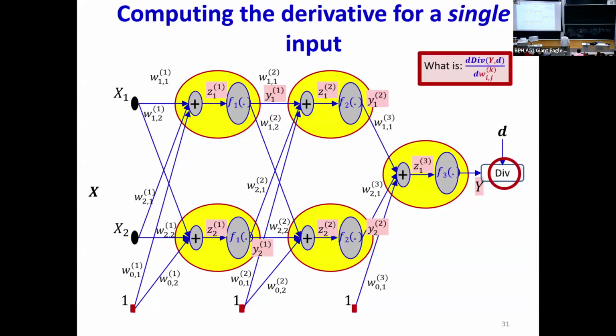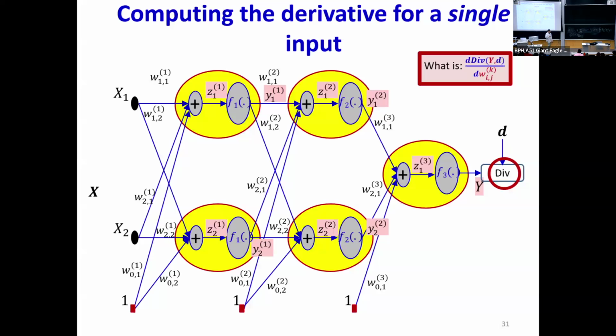And now the Y, the final output of the network, is compared to a desired output, and we compute a divergence. Our task is to compute the derivative of the divergence with respect to the network parameters. Now, again, what is this derivative? Say, if I wanted the derivative of the divergence with respect to this guy, what do I really mean?